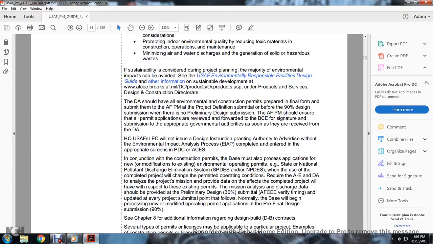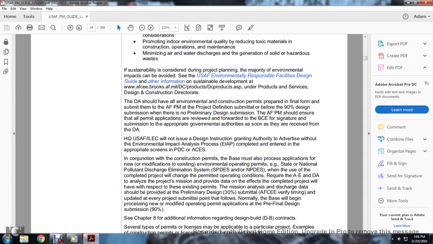In conjunction with the construction permits, the base must also process the application for new or modified existing environmental operation permits, such as the State National Pollutant Discharge Elimination System, or NPDES. If the use of the completed project will change the permitted operation conditions, it requires the A&E and the DA to analyze the project mission and provide data on the effect the completed project will have with respect to the existing permits, the mission analysis.